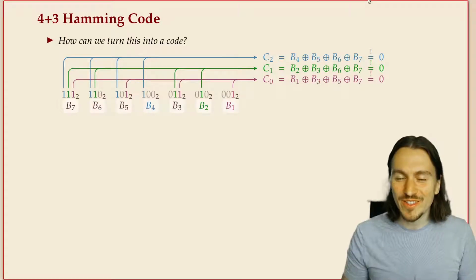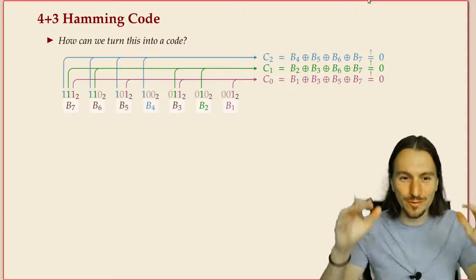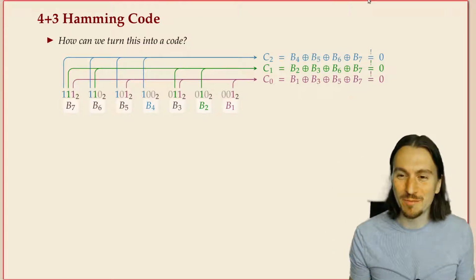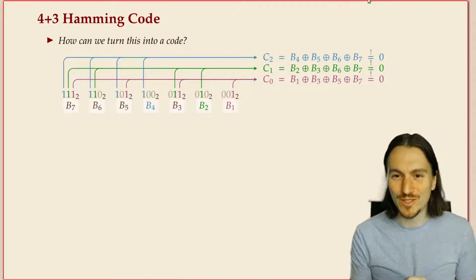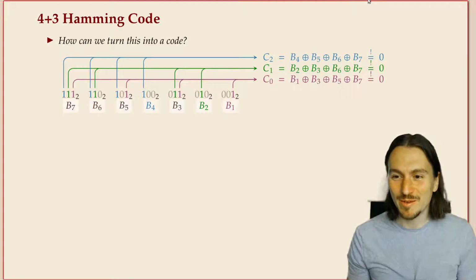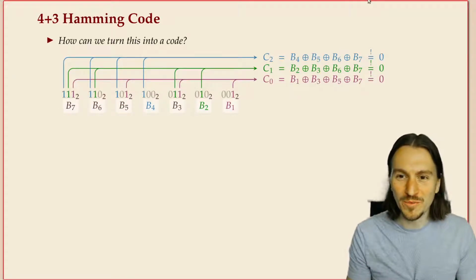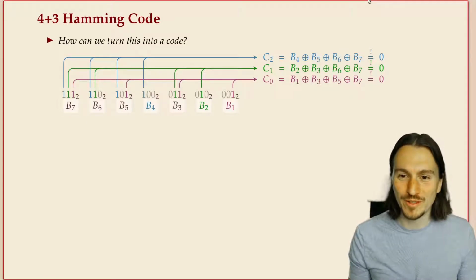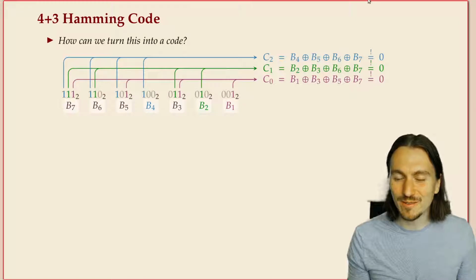Let's now turn this into an actual code. So far we've said there's these 7 bits, they just fall from the sky and they magically happen to satisfy these constraints. That's not how coding works. We start with some message bits and we want to add some extra bits of redundancy to turn that into an error correcting code. How can we do this for the 7-bit constraint that we did here?